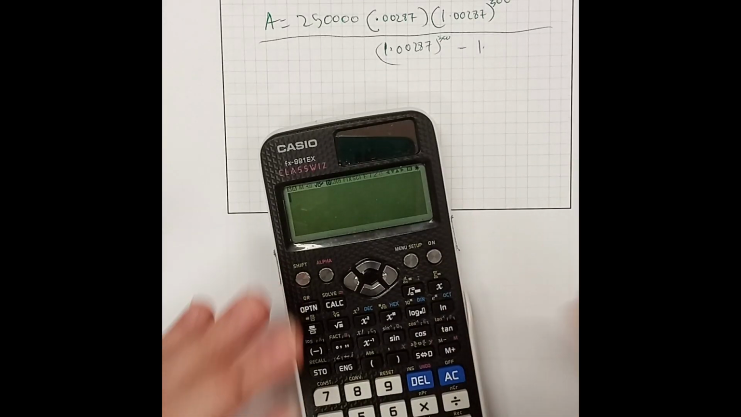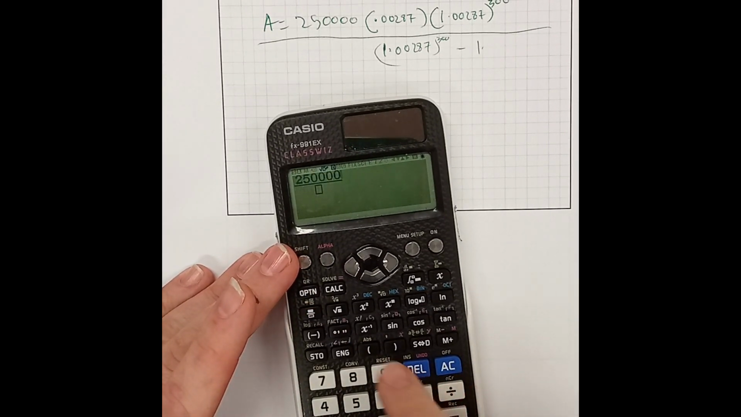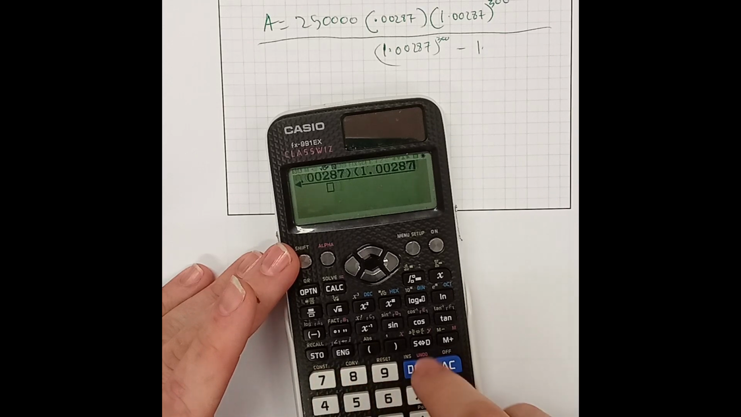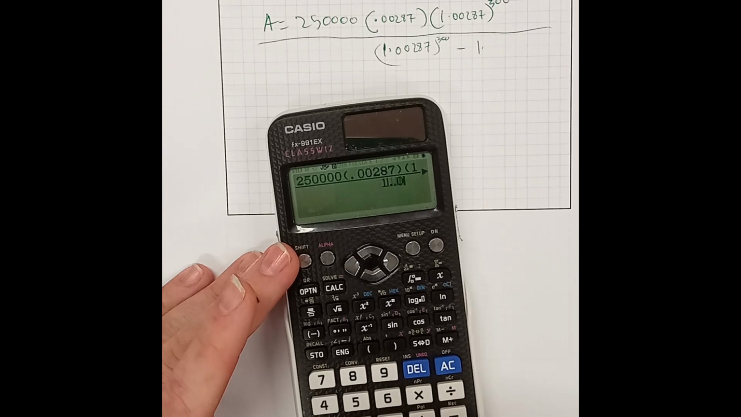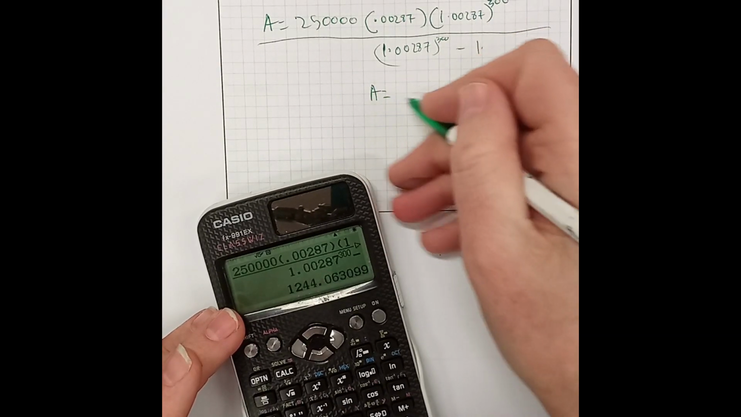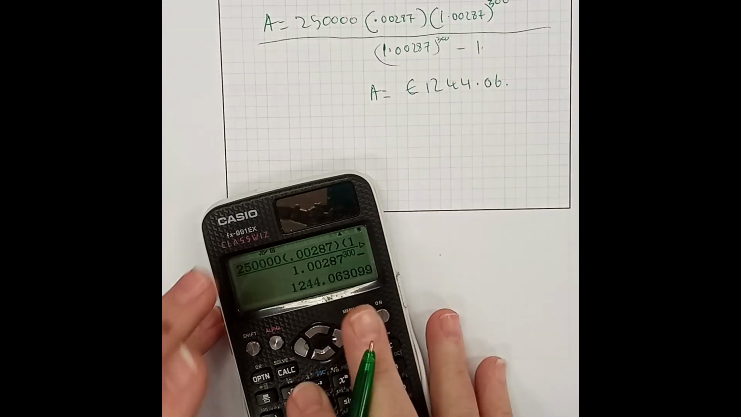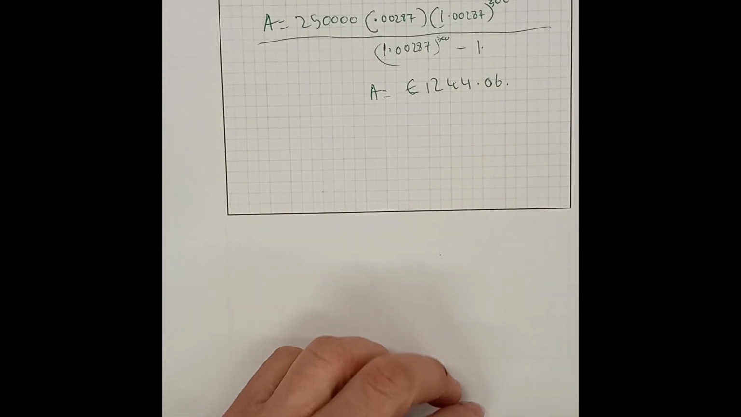So you can nearly guess what the answer is going to be, but anyway, let's do it. Fraction 250, bracket 0.00287, close bracket, 1.00287 to the power 300, over 1.00287 to the power 300 minus 1. Should be over 1,000 quid, I'd say. Yeah. So the amount that you're paying back a month is €1,244.06. Okay, not too bad, not too shabby.